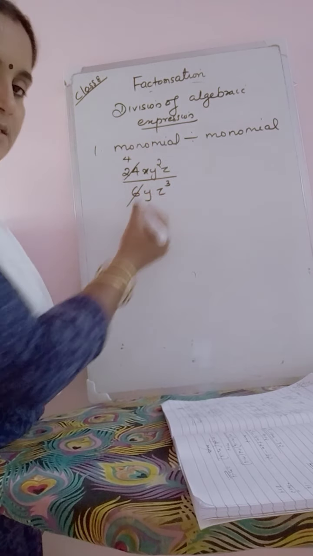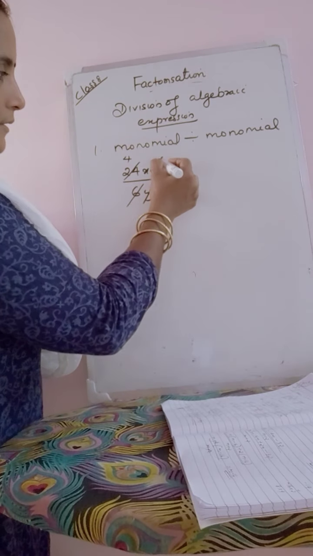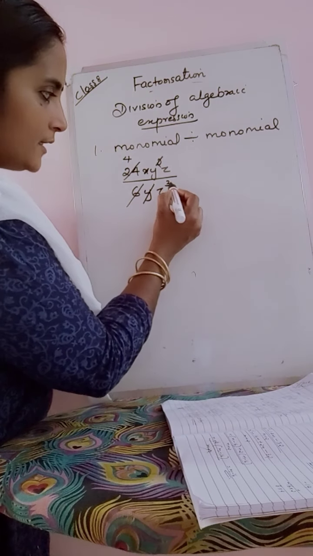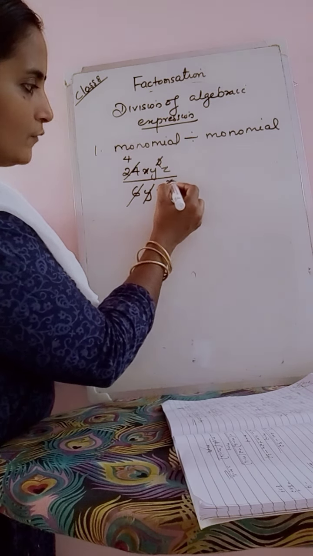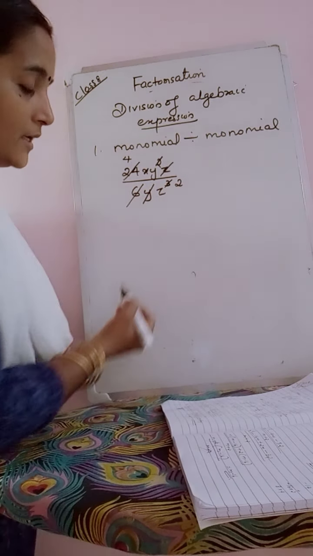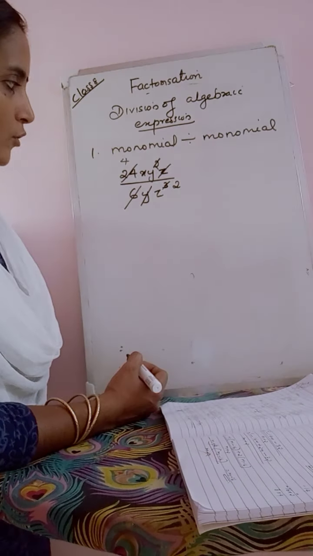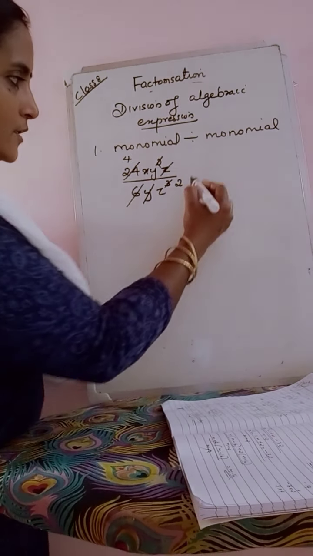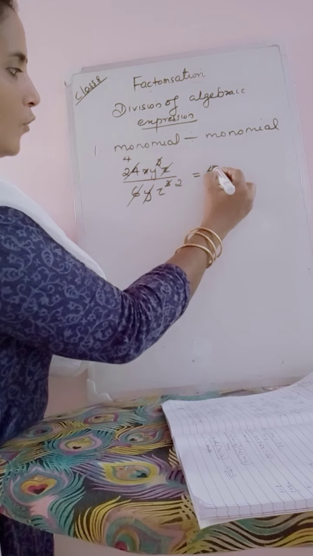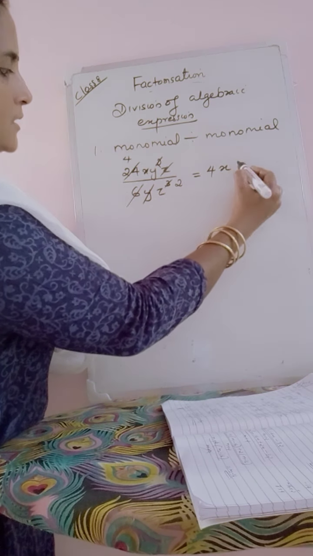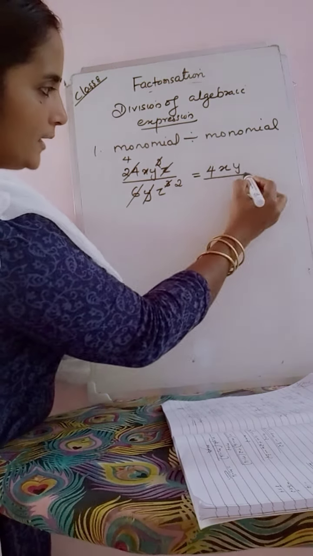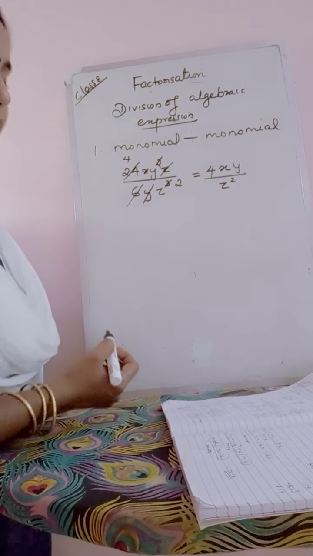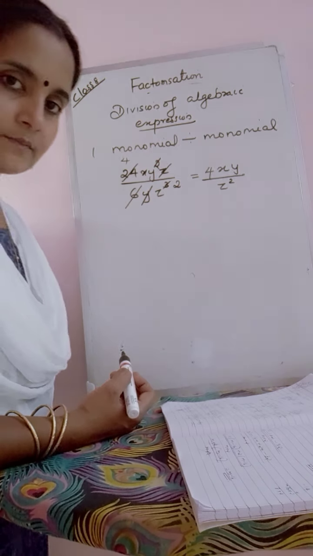Then y and y² cancel, then 1 y lies in the numerator. Then z³ cancels with z, and z² lies in the denominator. Then x in the numerator, but we have no x in the denominator. So what is the final answer? 4xy by z². Okay. These terms remain after the cancellation.